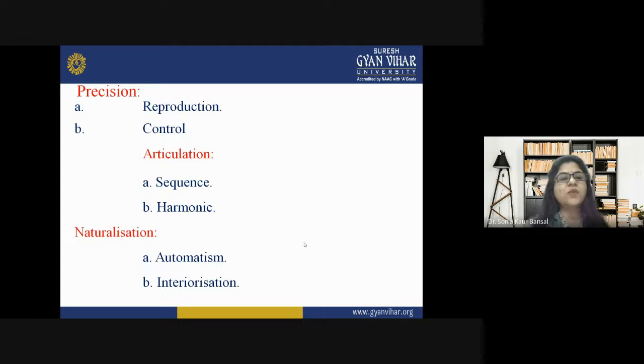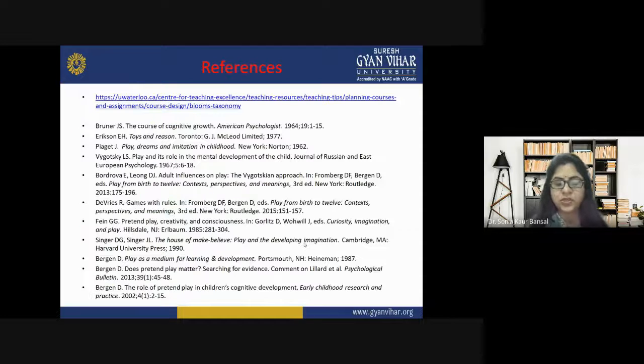Now, let's talk about precision also, according to Dave, and it talks about reproduction and control. Then here comes articulation, which is related to sequence and harmony. Then naturalization, automation, automatism, interiorization. So these are some references, students, that you can study more about. And I really believe that you will be studying and revising the psychomotor domain of Bloom's taxonomy.